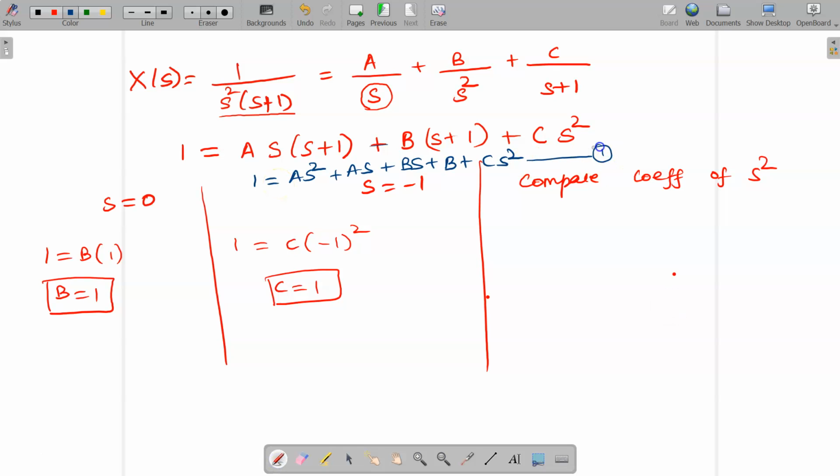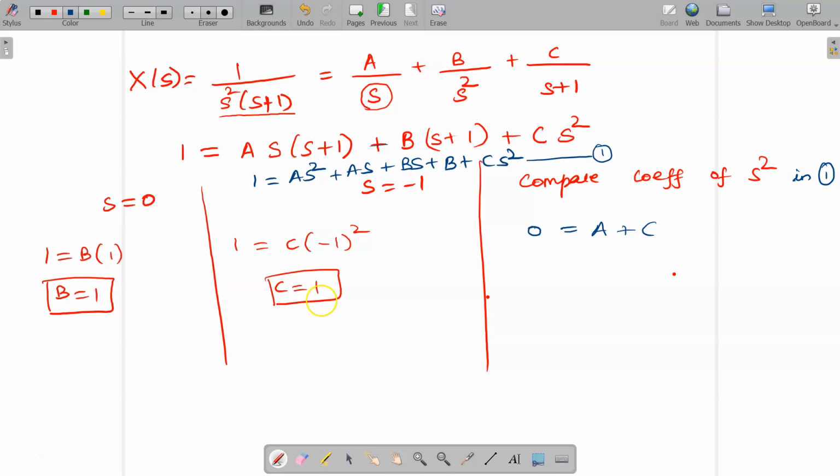Okay, let me consider this as equation 1. So on the left hand side, do you have any S square term? No. So I have to consider it as 0. Only if S square is there, I have to take that coefficient. Here there is no S square, meaning the coefficient of S square is 0. What about your right hand side? I have A, so the S square coefficient is A. The S term I will not consider, and this constant I don't consider. The S square coefficient is C. Okay, so A plus C.